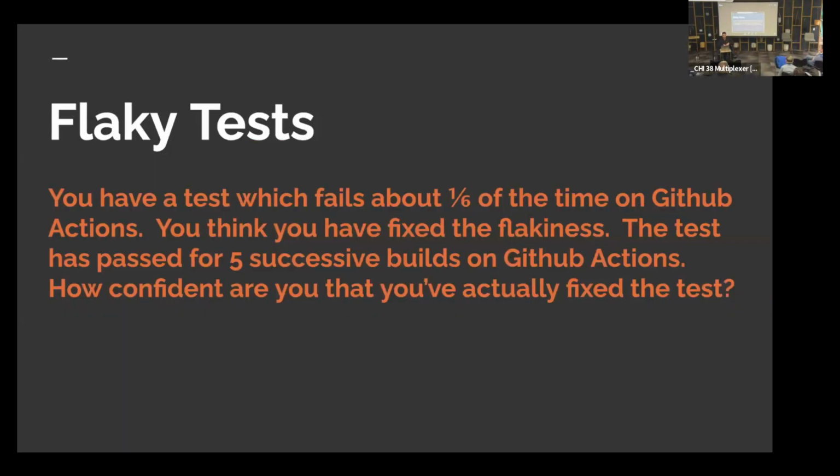So now if we go back to the real world problems, let's start with the first one, which is flaky tests. So in this example, I'm just going to say the test fails 1/6 of the time on GitHub Actions. You think you fixed the flakiness. You run it 5 times and it's passed. How confident are you that you've actually fixed the test?